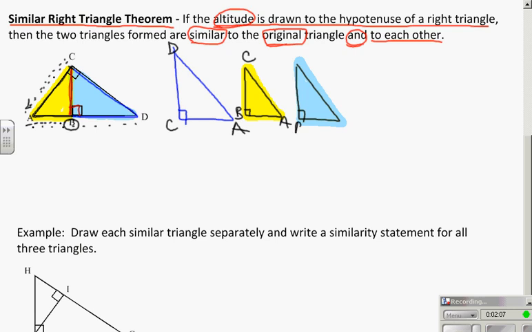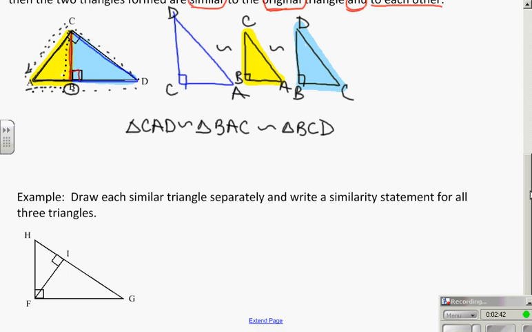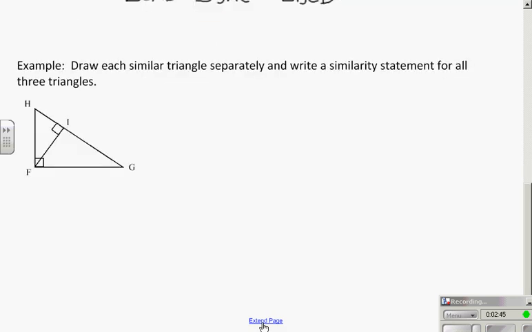For my blue triangle, my right angle is again B. My short side is to C, and then down the hypotenuse to D. Each one of these is similar. And if I were going to write that similarity statement, I would say triangle CAD is similar to triangle BAC, which is similar to triangle BCD. Once you have them drawn separately, it's easy to see, but when they're all overlapped and turned, it often can be kind of difficult to see. So, example, draw each similar triangle separately and write the similarity statement for all three triangles.